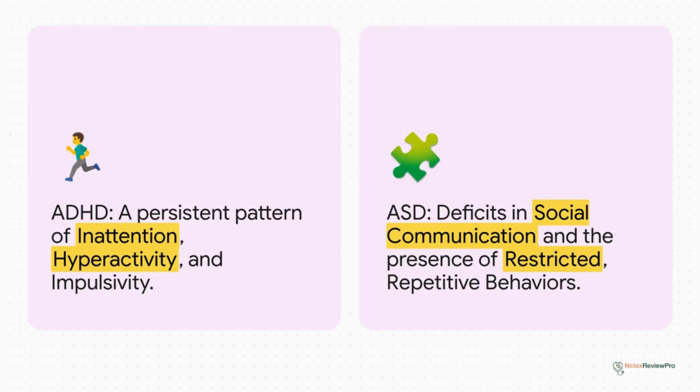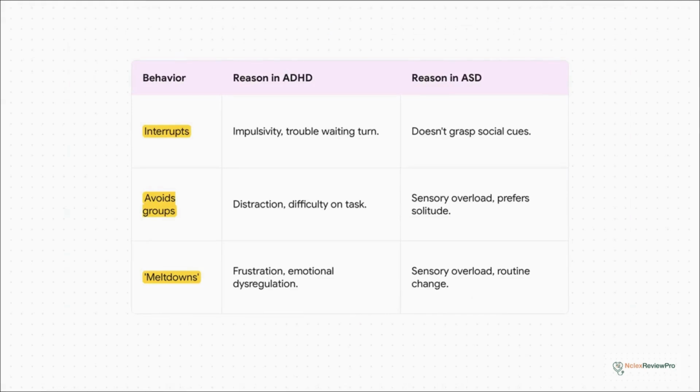When you think ADHD, your keyword should be dysregulation, trouble regulating attention, energy, and impulses. But for autism, the core challenge is all about social processing and this deep, deep need for routine and sameness. And this right here, this is the key to telling them apart. The behavior on the outside might look identical, but the reason why it's happening is completely different.